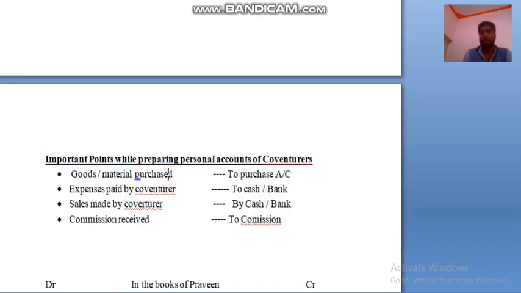If any goods or material are purchased, to purchase account. If any expenses are paid, to cash or bank. If any sales are made by the co-venture, by cash or bank. If any commission is received by the co-venture, to commission account.